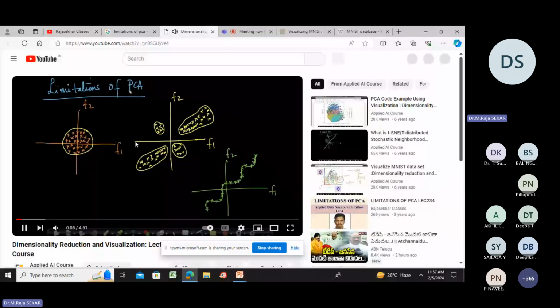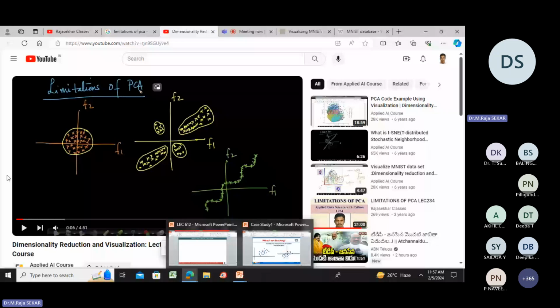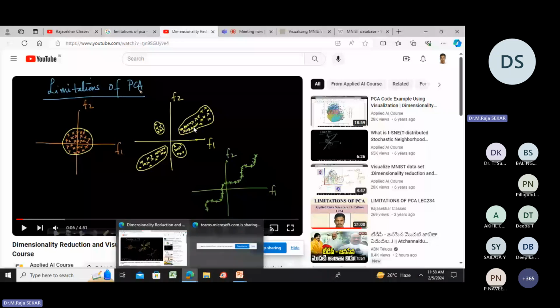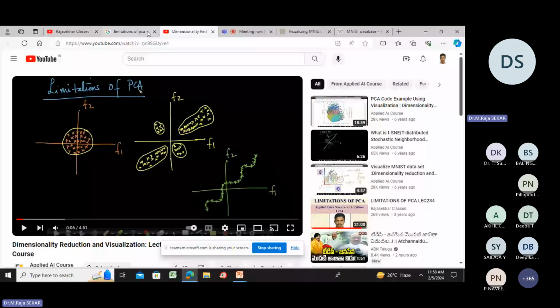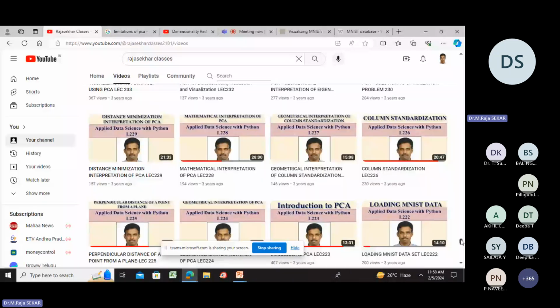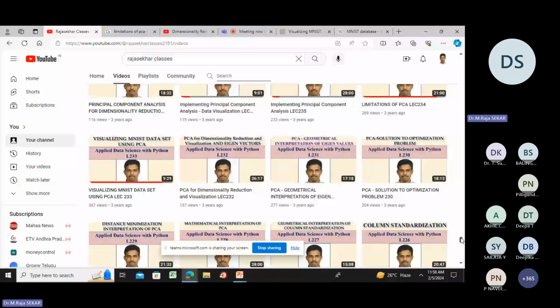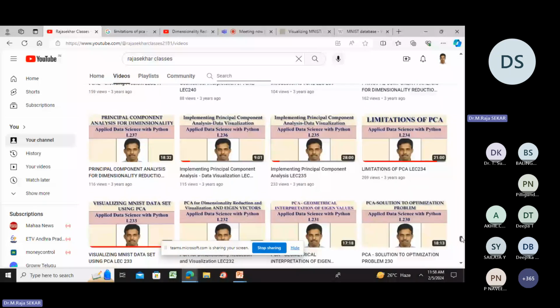How many cases are there? Anyway, otherwise I would like to show it from even you. I explained it here. Maybe you can see where. Yes, limitations of PCA means, just see this one, some column standardization. Just give me 1 or 2 minutes time. Just see limitations of PCA. What is this limitation? Let me show that.